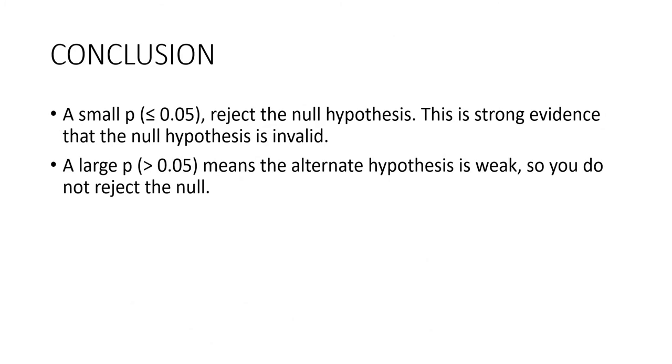Now the conclusion. A small p, that means less than or equal to 0.05, that is 5 percent, means reject the null hypothesis. This is strong evidence that the null hypothesis is invalid. A large p, greater than 0.05, that is 5 percent, means the evidence for the alternate hypothesis is weak, so you do not reject the null. That's the conclusion about the p-value. I think you are clear on this. I tried my level best.